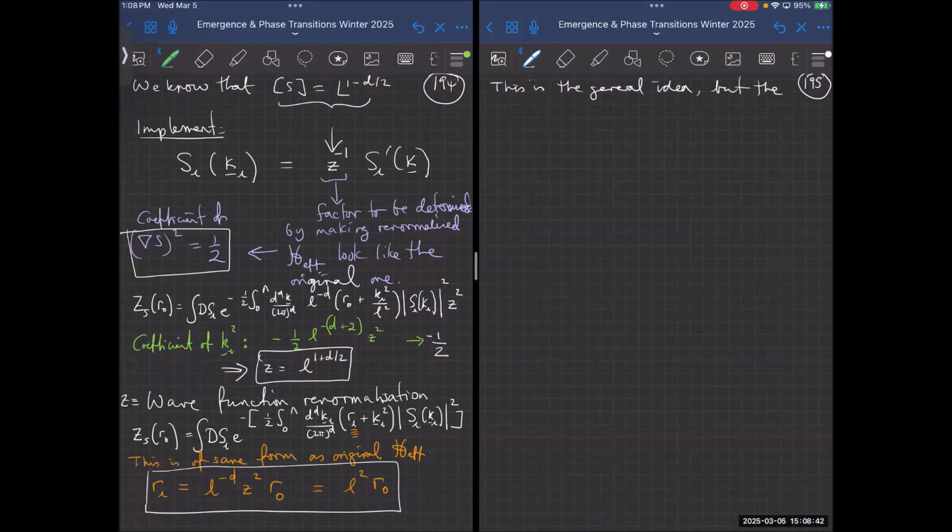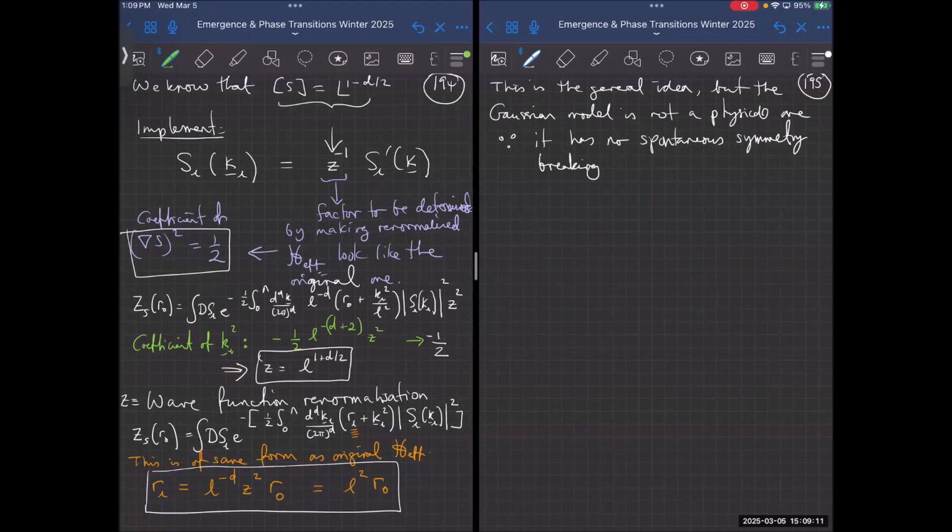That the Gaussian model is not a physical one, because it has no spontaneous symmetry breaking. So let's just quickly remind ourselves about why I say that.